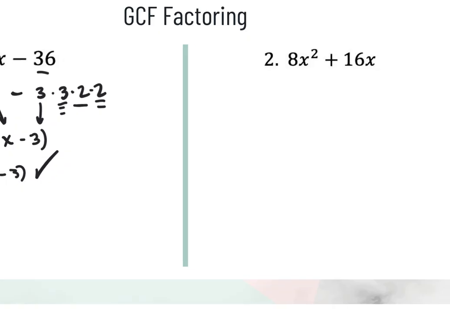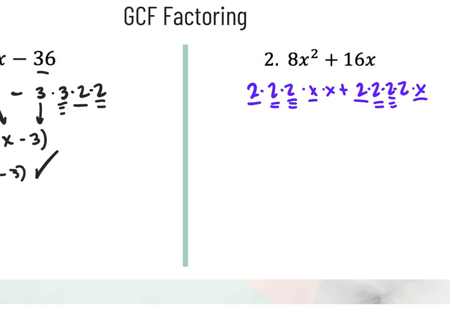Here, 8x squared, 2 times 2 times 2 times x times x. 16, 2 times 2 times 2 times 2 times x. So then I pull out what's in common. I've got a 2, I've got a second 2, I've got a third 2, I've got an x, and I've got an x. So I'm going to pull out 2, 2, 2, and an x, and then write what I have left. I have left 1x, I have left 1, 2.